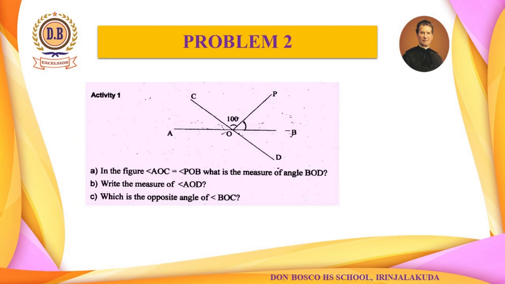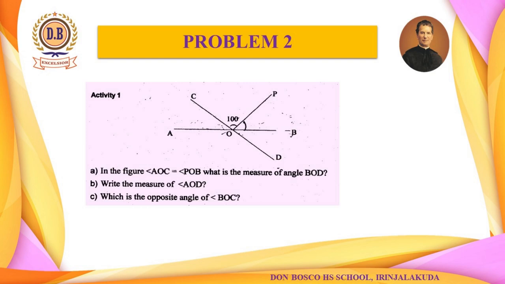Okay, now we can discuss the second question. See children, this is our second question. This is from, yes, joining angles. So here you have to answer three questions. For the first question, it is given that angle AOC is equal to angle POB, and we have to find out the measure of angle BOD. And in the second question, you have to find the measure of angle AOD, and third one, opposite angle of angle BOC. So let us do the problem.